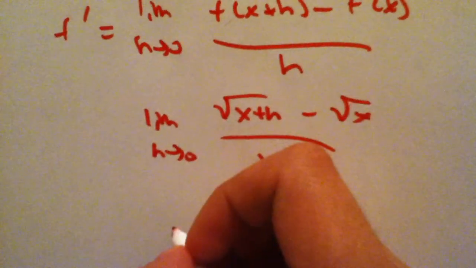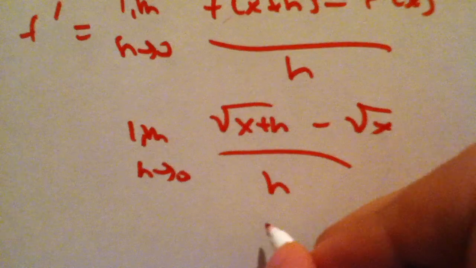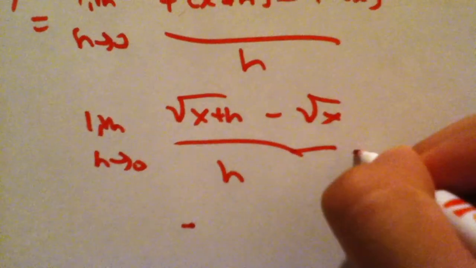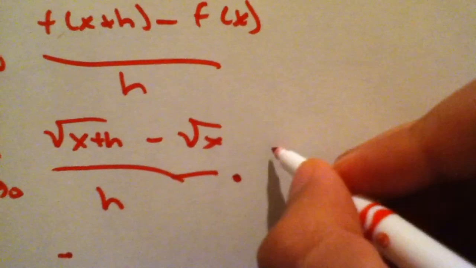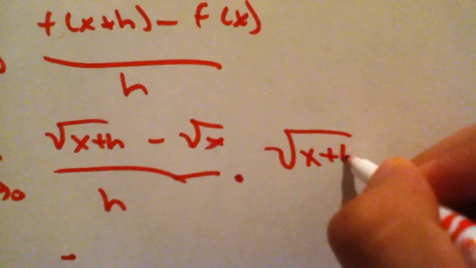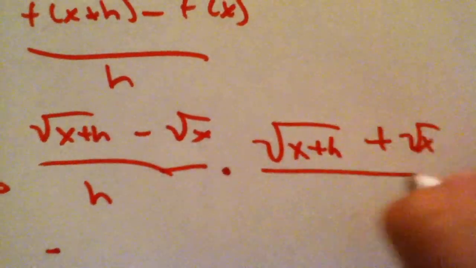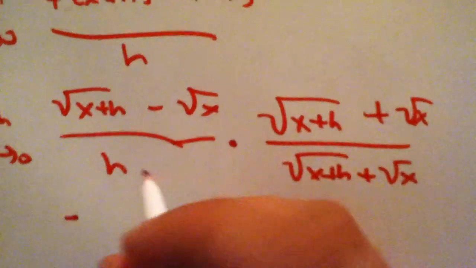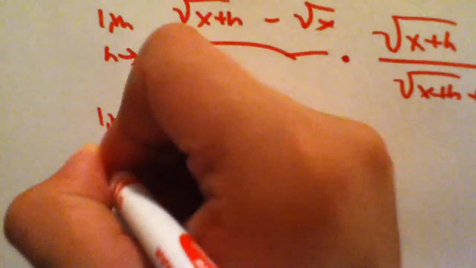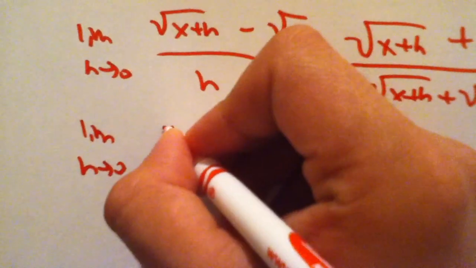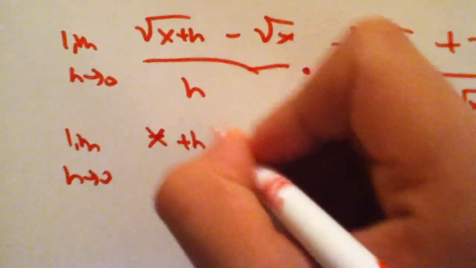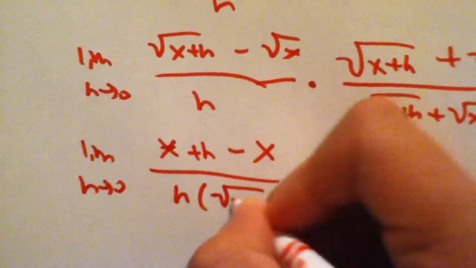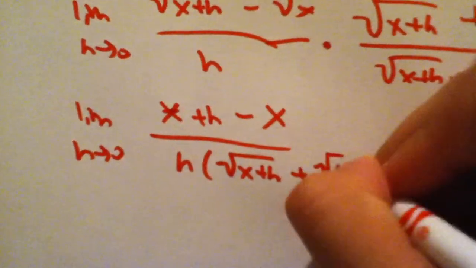And now, to solve this we'll have to take the conjugate and multiply the top and bottom. So we'll multiply this by the square root of x plus h plus square root of x over square root of x plus h plus square root of x. So this is really 1, but when we multiply it, it'll make it easier to solve. So the limit as h approaches 0 of x plus h minus x over h times square root of x plus h plus square root of x.